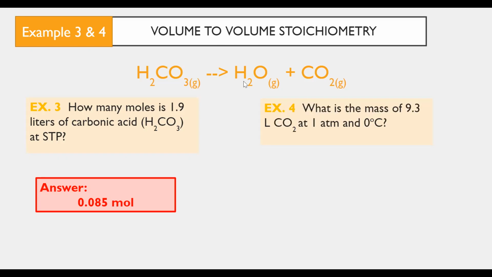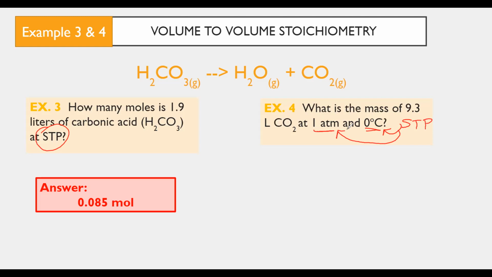Moving on. What is the mass of 9.3 liters of CO2 at 1 atmosphere and 0 degrees Celsius? That's STP. Standard temperature is 0 degrees Celsius, and pressure is 1 atmosphere. So just get used to seeing that. They might sometimes say at standard temperature and pressure, or they might say at STP. This is STP, so don't let that slip you up.